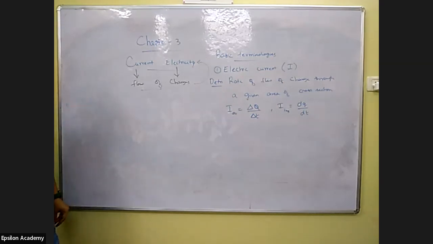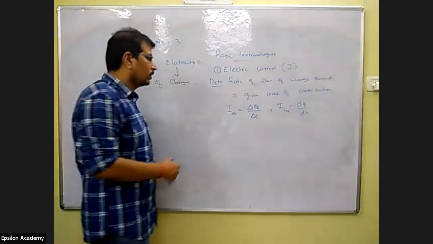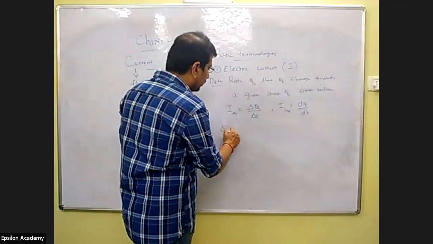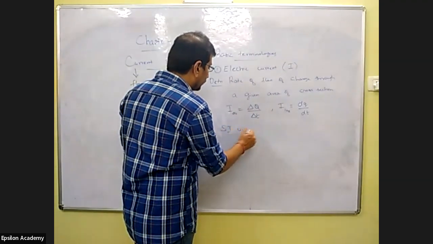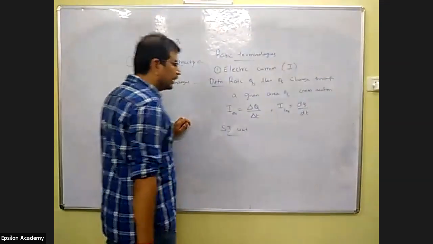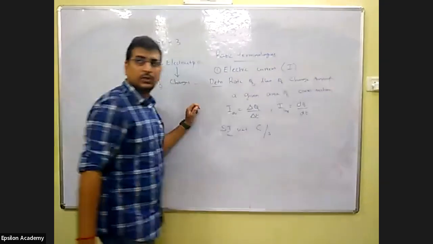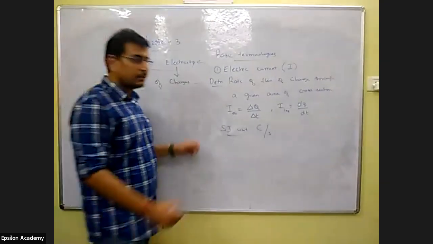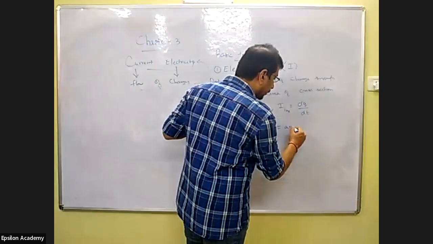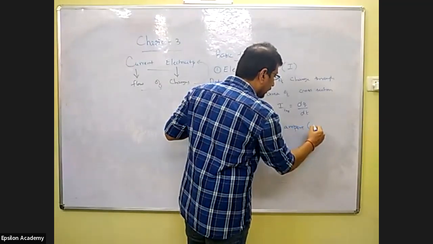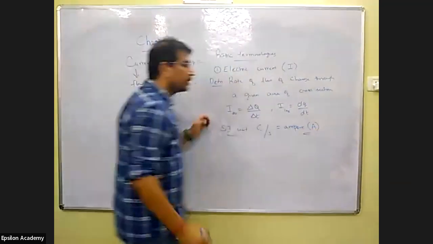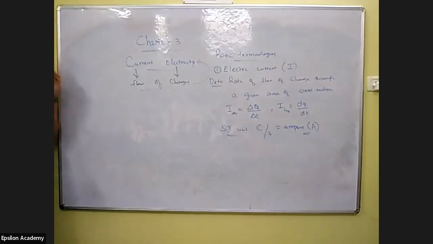Now the question is, what is going to be the SI unit? The SI unit is coulomb per second. Coulomb per second is called ampere. And ampere is represented by the simple capital A, named after the scientist.